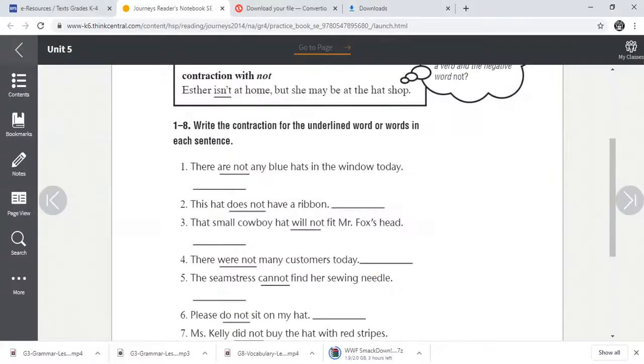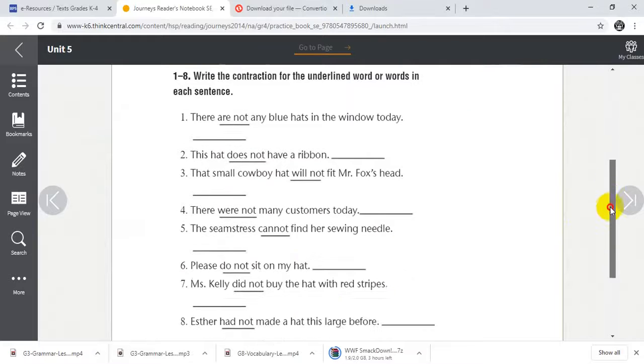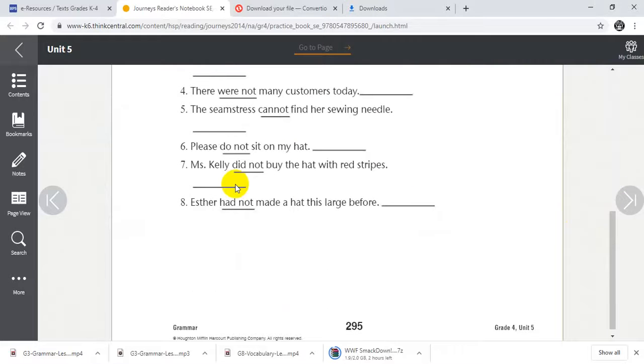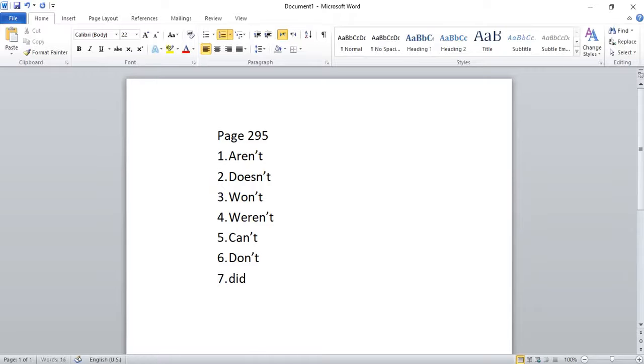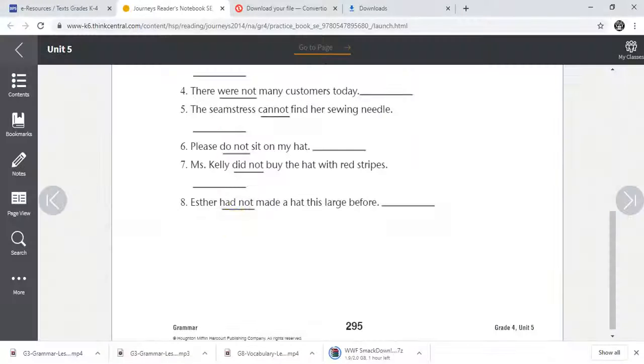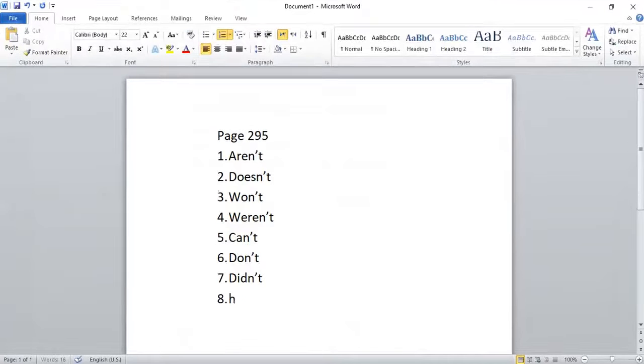Let's go to number 7. Miss Kelly did not buy the hat with red stripes. Did not. So Miss Kelly did not buy the hat with red stripes. Did not. Did not will become didn't. Excellent. Alrighty, number 8. Esther had not made a hat this large before. Had not will become hadn't. Great job.